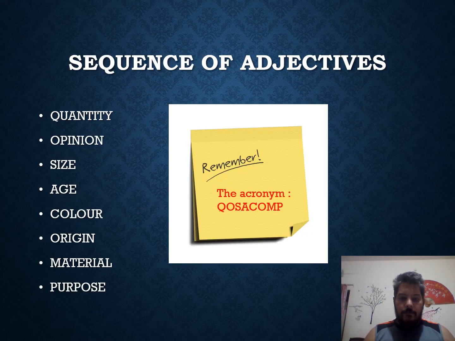Sequence of adjectives. Now, adjectives follow a sequence in which they are to be placed. We start with quantity, opinion, size, age, color, origin, material, and at last its purpose. To remember, I have created the acronym QOSACOMP, where Q stands for quantity, O for opinion, S for size, A for age, C for color, O for origin, M for material, and P for purpose.